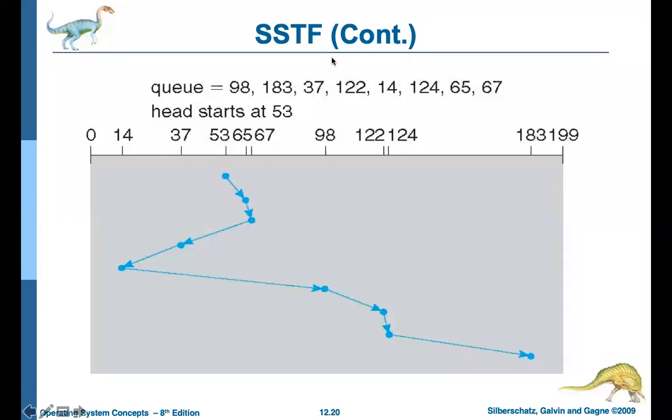From 65, it moves to 67 because from 65, 67 is nearest. That's why it serves 67. From 67, out of the remaining points, 37 is the nearest one. That's why 37 is visited. From 37, 14 is visited, since no other lesser value is available. That's why 14 is served. From 14, out of the remaining ones, 98 is the shortest. So 98 is served, then 122, 124 and so on. That is shortest seek time first.